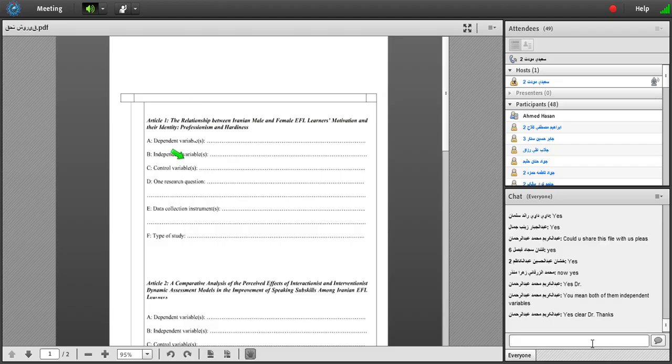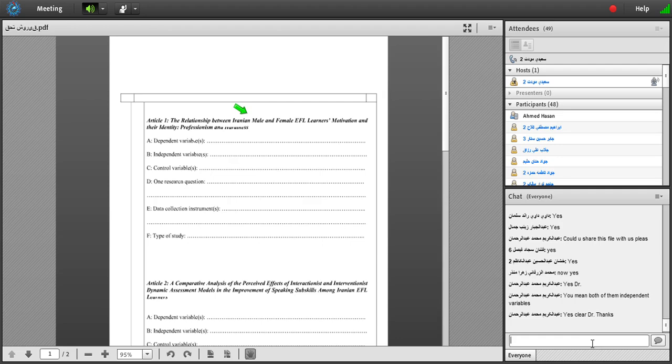Now, what is the control variable? If you remember, we said control variable is something we control, we restrict it, we limit it because we want to control the influence of variables on each other.